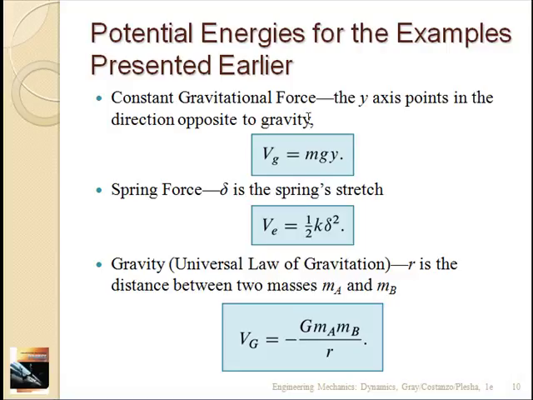All right, so we need to know the potential energy for these different forces. Turns out for a constant gravitational force, the potential energy is just mg times y, where y is the vertical distance traveled from some datum point. For a spring force, we saw the potential energy is 1/2 k times delta squared, where delta is the amount of stretch in the spring. And for the universal law of gravitation, the potential is minus G times the product of the masses over the distance between the two bodies.